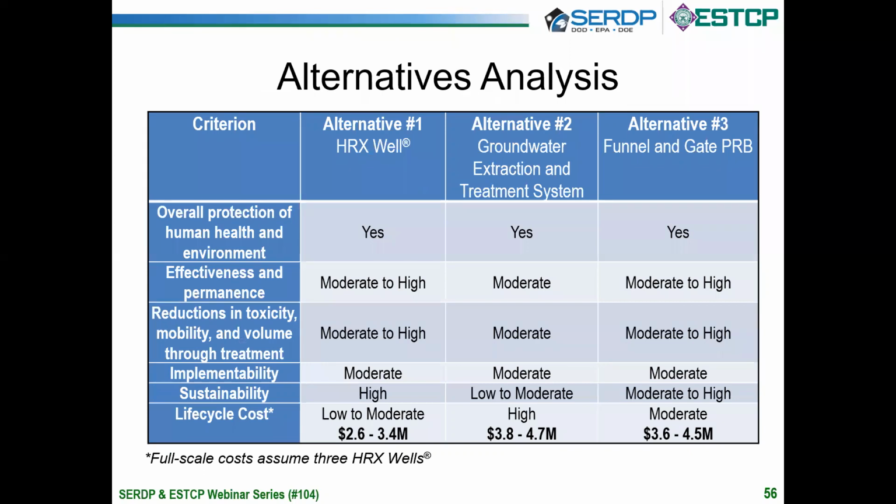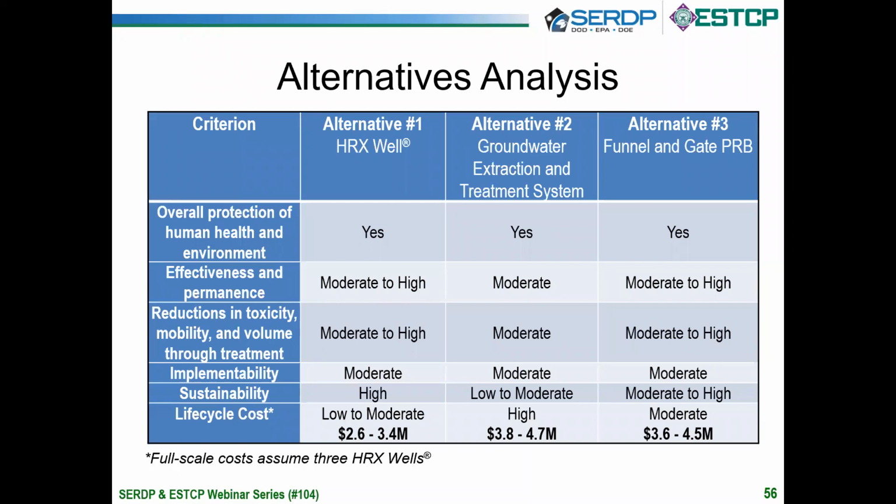Briefly, I'll just comment on an alternatives analysis we conducted at the Vandenberg site. We compared the HRX well to other conventional technologies that you would consider for long-term mass discharge control. Again, not aquifer restoration, but really long-term mass discharge control, and that would be a line of groundwater extraction treatment wells, or a funnel and gate-based PRB system, a conventional PRB. And we looked at a number of typical screening criteria like overall protection of human health and environment, effectiveness and permanence, reductions in toxicity, mobility, and volume through treatment, implementability, sustainability, and life cycle cost.